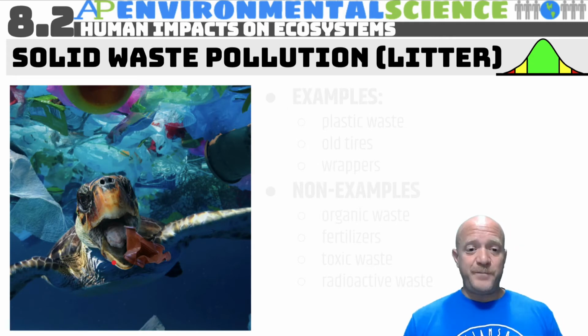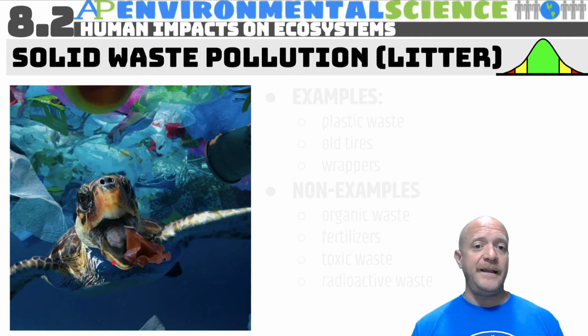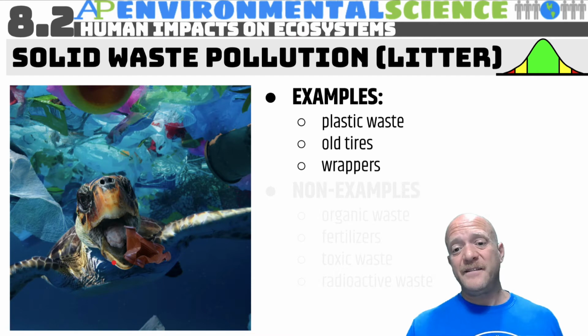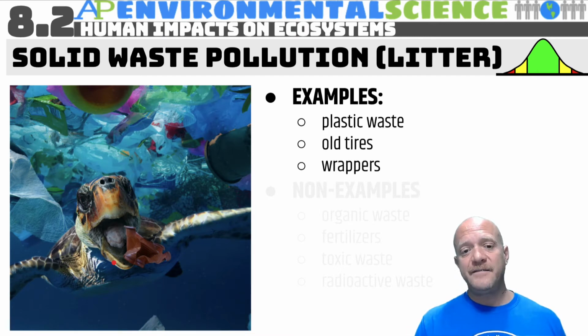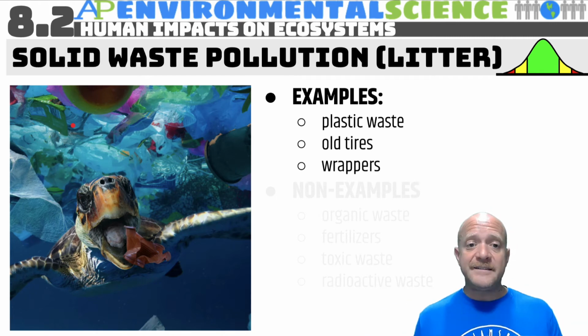Now, solid waste pollution, or litter as you probably know it. Solid waste pollution can be in water, it can be on land. Besides it being ugly, here are some examples. We have plastic waste, and this is an example of plastic waste. Old tires, wrappers. Opening something up and throwing it on the ground, that's littering. If you have littering, it's considered solid waste pollution.